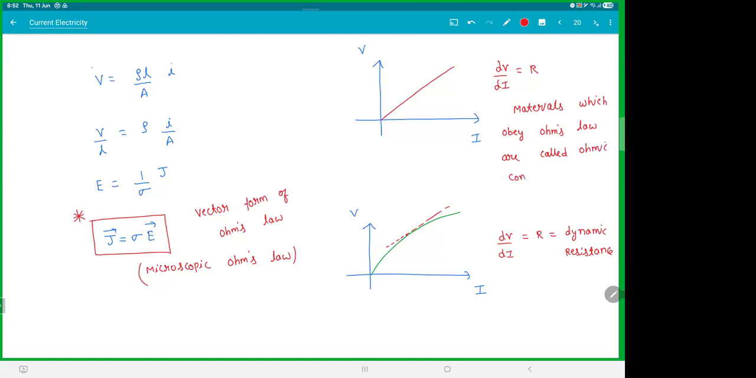So suppose they give you a VI graph, and if it is a curve and they ask you to find the resistance, you actually find the slope. This is called dynamic resistance. So it's a resistance which changes with the current.